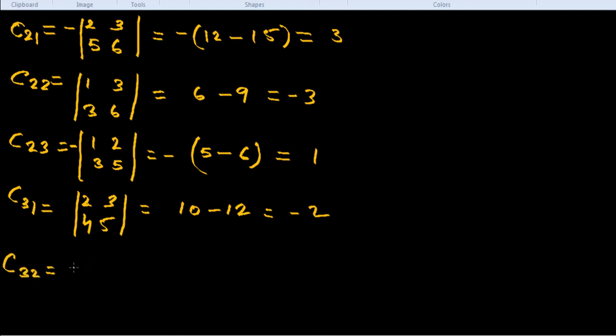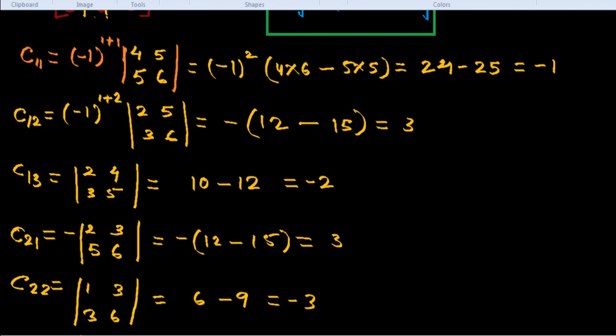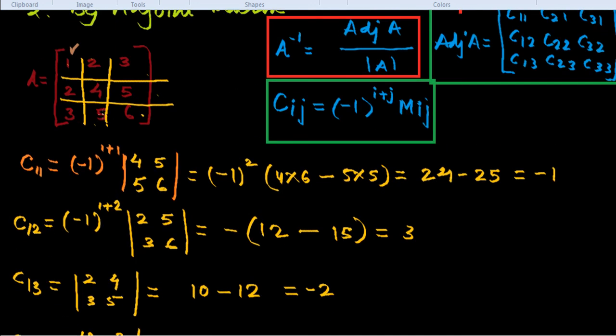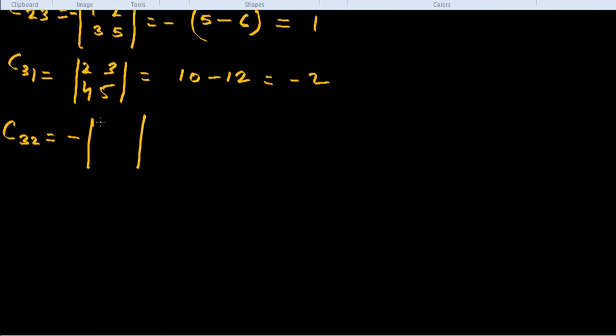For C32, the sum of 3 plus 2 is 5, which is odd, so we have to take the negative sign here. A32 is here, A32 is 5, so we have to leave this column and this row. So we take 1 3 2 5, and we get here 5 minus 6, which is again minus 1, and with the negative sign it is 1.